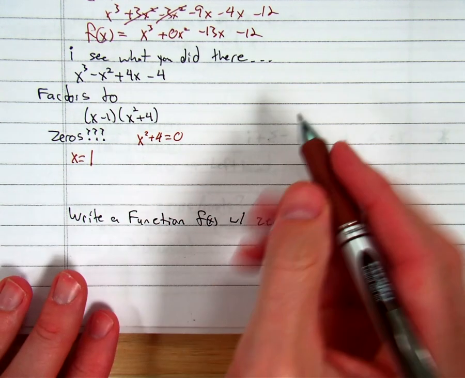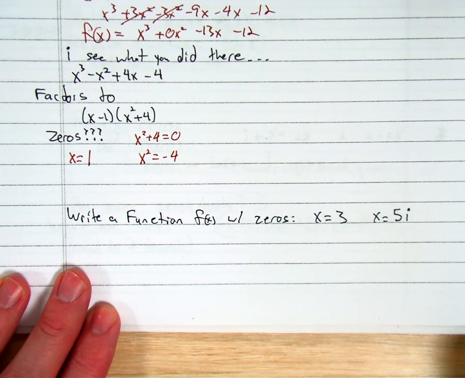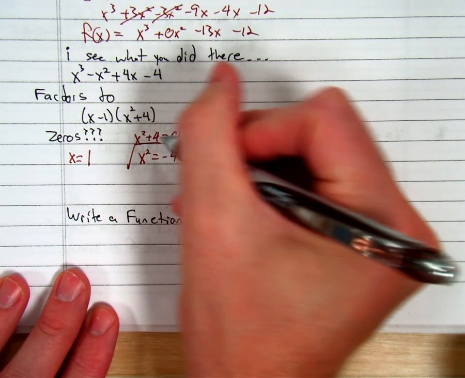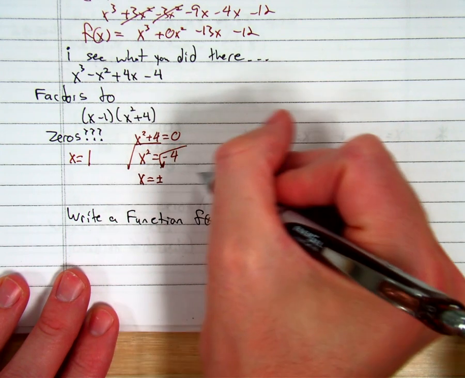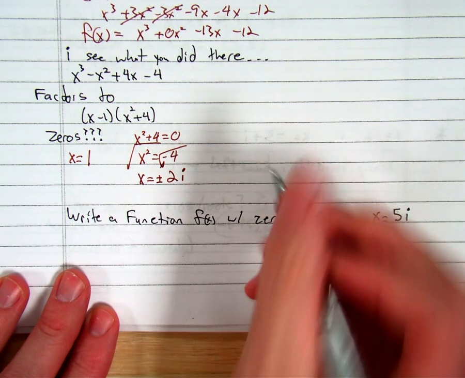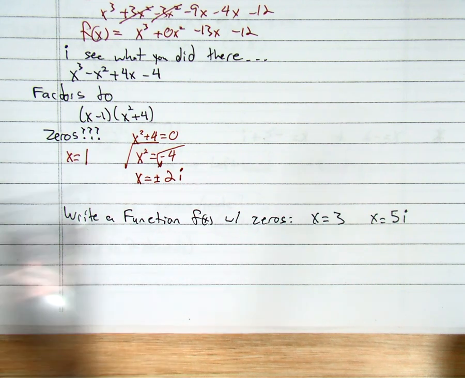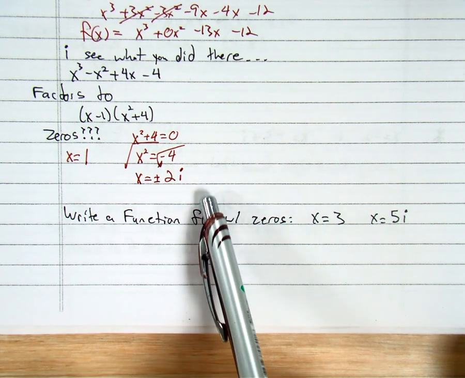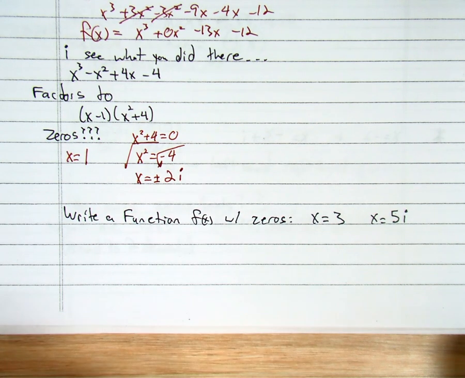Then I subtract the 4 over. We square root. And we'll have plus minus 2i. Positive and negative 2i. Remember, i's come in pairs because they come from square roots. So it's going to be a plus and a minus 1.